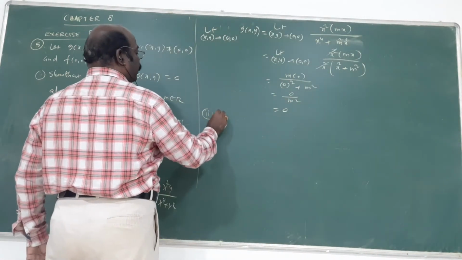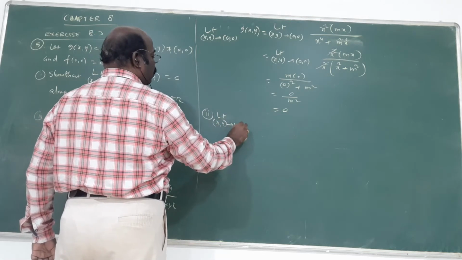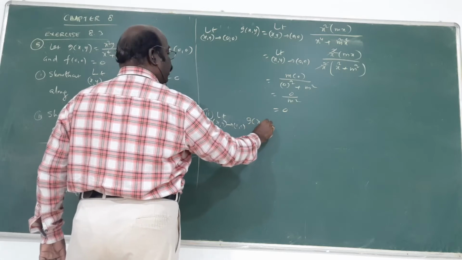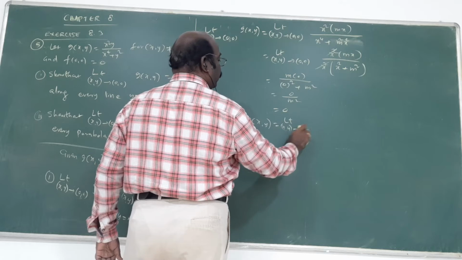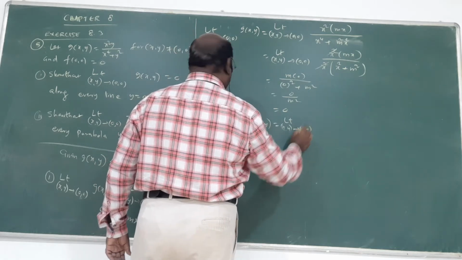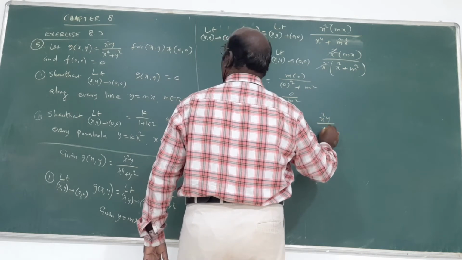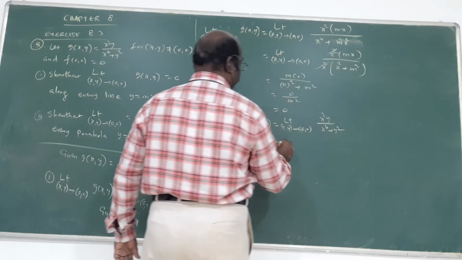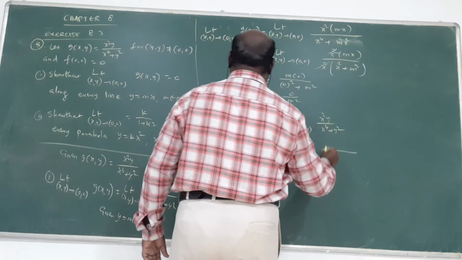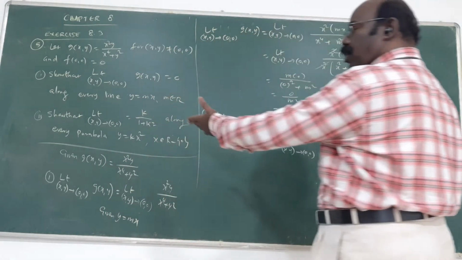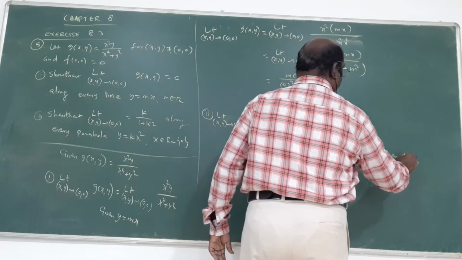Second subdivision. Limit x comma y tends to 0 comma 0 of g of x comma y is equal to limit x comma y tends to 0 comma 0. The g of x is the same thing only: x square y by x power 4 plus y square. Now limit x comma y tends to 0 comma 0. Now x square into y, what is given? Y is x square. Given y equal to x square.